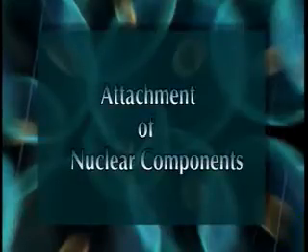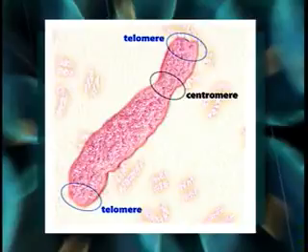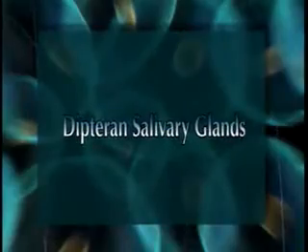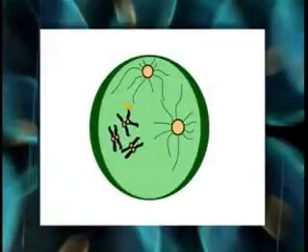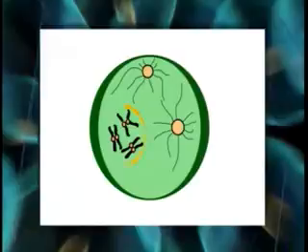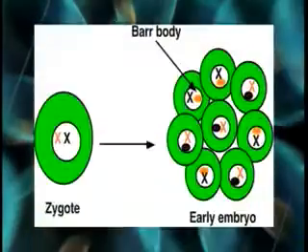Number two, attachment of nuclear components. The chromosomes may show both centromeric and telomeric attachment to the nuclear envelope. The giant chromosomes of dipteran salivary glands terminate at both ends on the nuclear envelope. The attachment of chromosomes may assist condensation and separation during cell division. The Barr body is also firmly attached to the nuclear membrane.